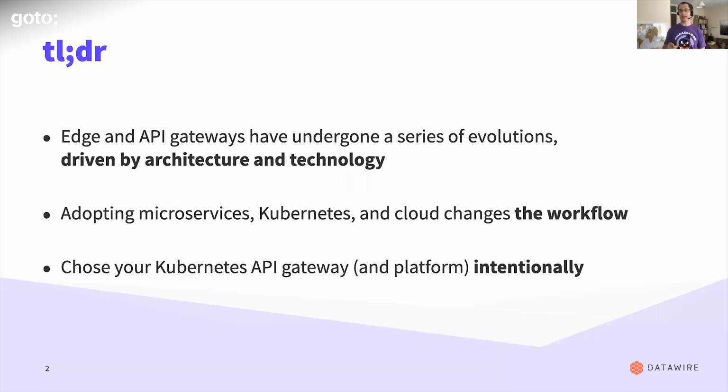So my pitch today, my key high level takeaway, is that the edge and API gateways have undergone a series of evolutions over the past 20, 25 years. Most of these evolutions have been driven by architecture and technology. If we move to this cloud native way of working, microservices, Kubernetes, DevOps, all that good stuff, this is a fundamental change, I think, in the workflow as well. And this is knocking on not only to the API gateway, but to the platform too.